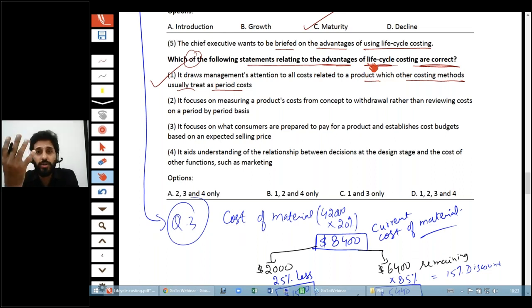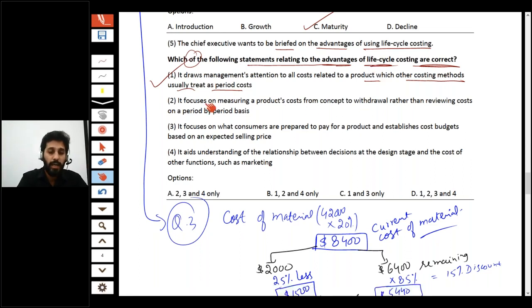Let's say there is a fixed cost, and fixed cost is a periodic fixed cost in the marginal costing. But life cycle costing is saying that this is a product cost. So all the costs are included in the life cycle. All right. So this is the correct statement.